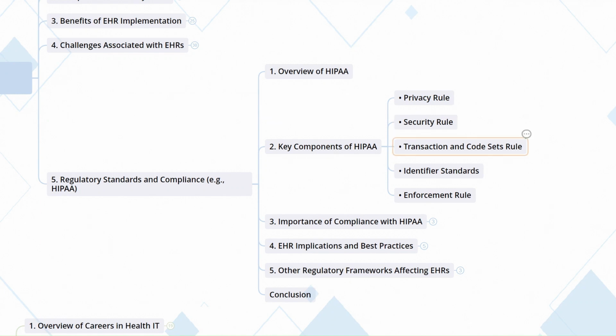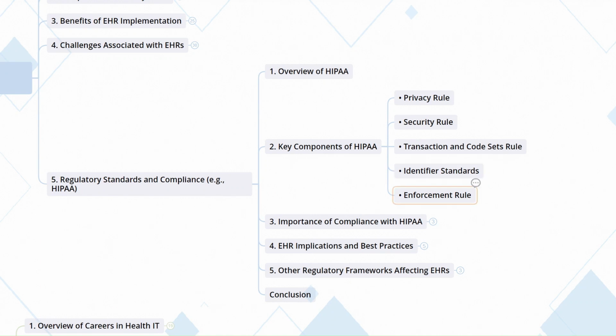Next, transaction and code set rules. This rule standardizes the electronic exchange of healthcare related data, including claims, payments, and enrollment transactions, facilitating efficient and accurate health information exchanges. Next, the identifier standards. HIPAA established unique identifiers for healthcare providers, health plans, and employers, streamlining the identification and processing of healthcare transactions.